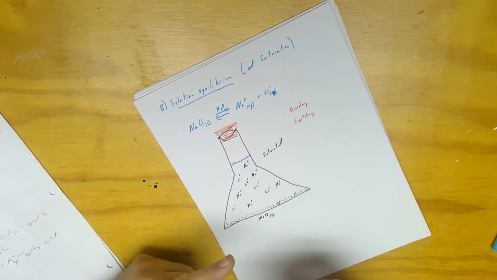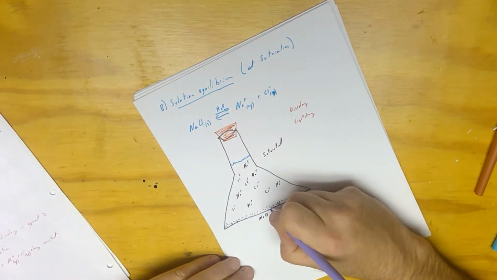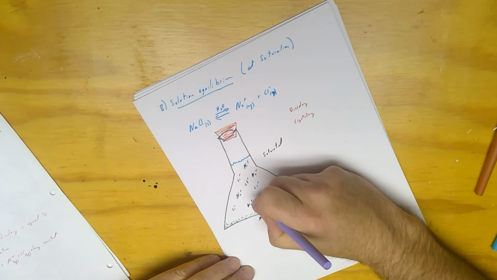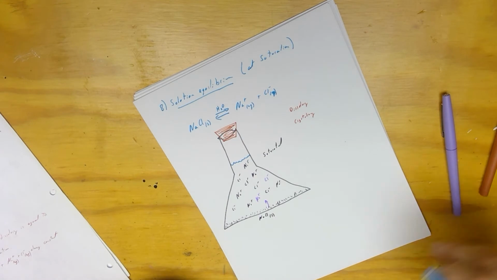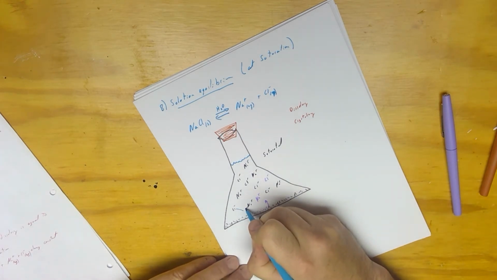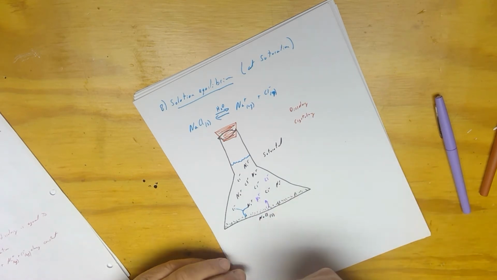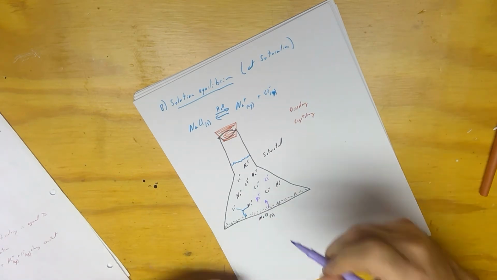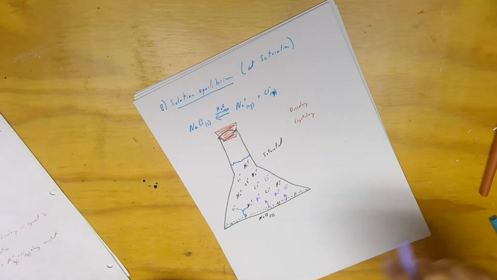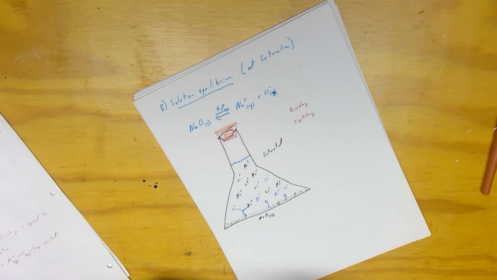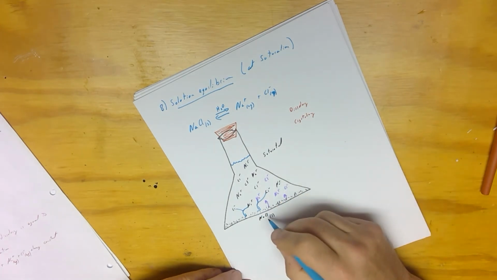Now, once this is saturated, one of these NaCl particles will dissolve and become Na plus and Cl minus. But at the exact same time, if this is at equilibrium, an Na and a Cl will come together and form NaCl solid. And then another one of these will dissolve and become Na plus and Cl minus. But at the same exact time, an Na and a Cl will come back together and form NaCl solid.